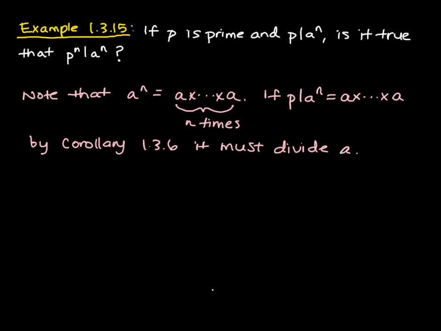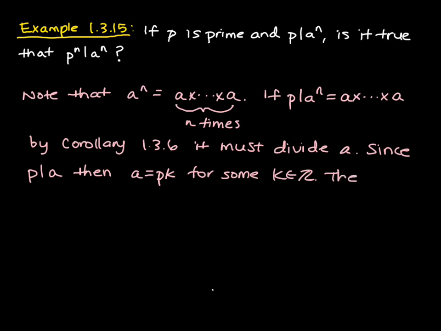So let's make sure we're on the same page here. The last corollary said if P divided the product of n integers, then it must divide one of them. So here we have the product of n integers, namely the product of a with itself n times. So in particular, P would have to divide one of the elements of this product, but each element is precisely a, so P has to divide a. So then we can say, since P divides a, by the definition of division, a has to equal P times k for some integer k.